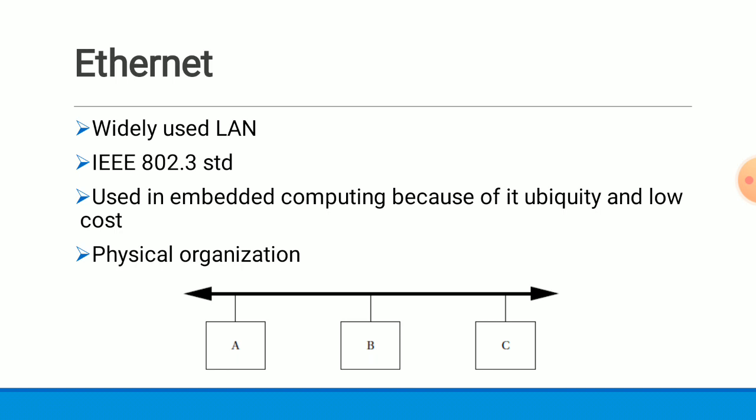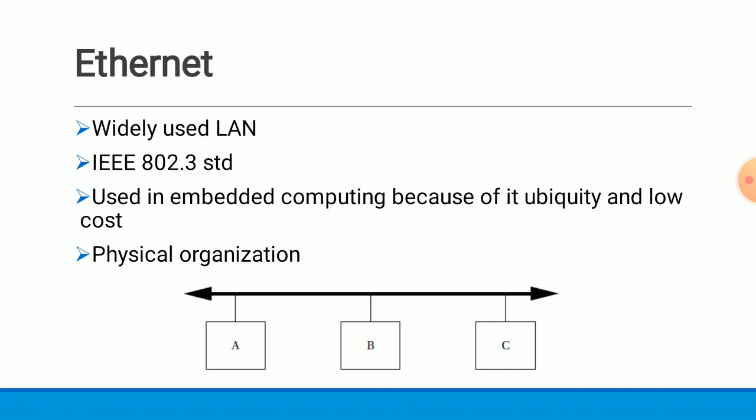Then the physical organization of an Ethernet network is shown in the figure. Here you can see three nodes, A, B and C. They are connected via a single signal path, and the network here is a bus. In an Ethernet network, the usual network topology used is bus or star topology. The figure uses a bus topology. Different implementations are available for Ethernet, like twisted pair and coaxial cable.